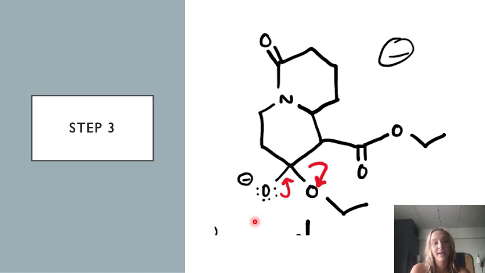Then for step 3, this negatively charged oxygen on the other side is also trying to get itself back to its neutral state. So it's going to reform the pi bond right there like this, and then this ethoxide group becomes a leaving group. So it leaves the main molecule right here, taking the electrons that it was attached to with it.